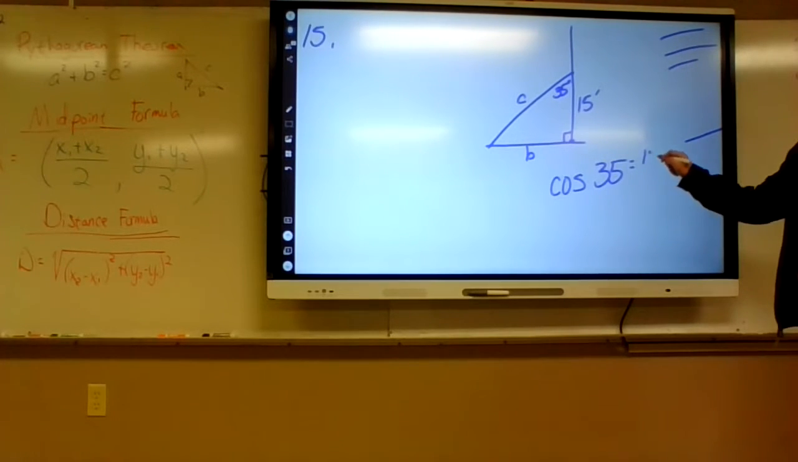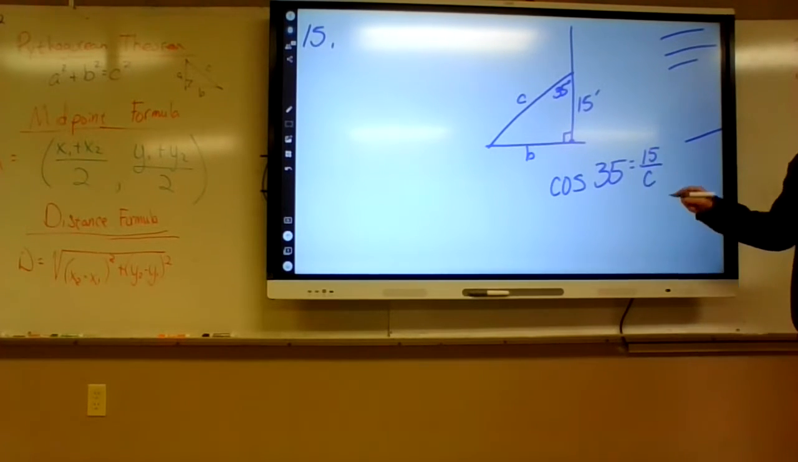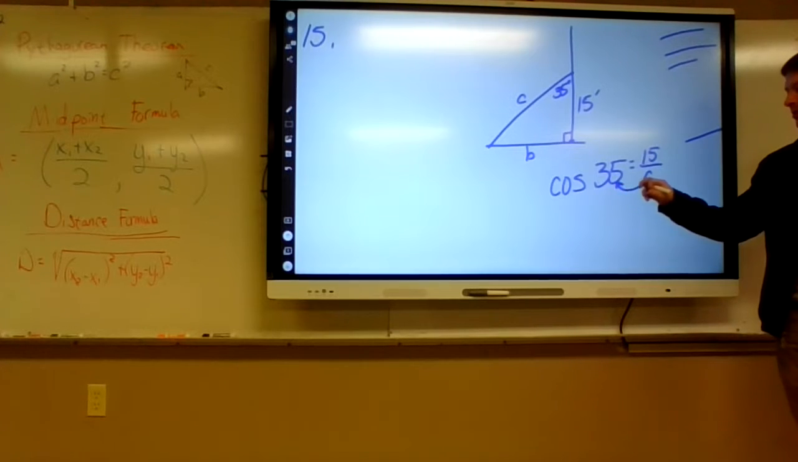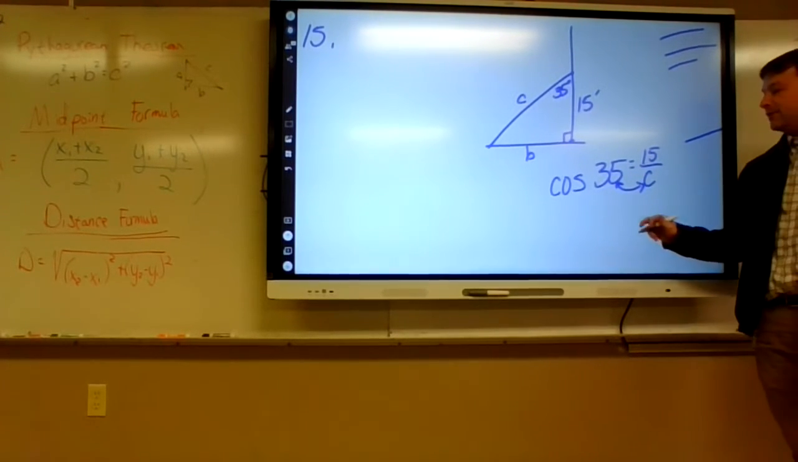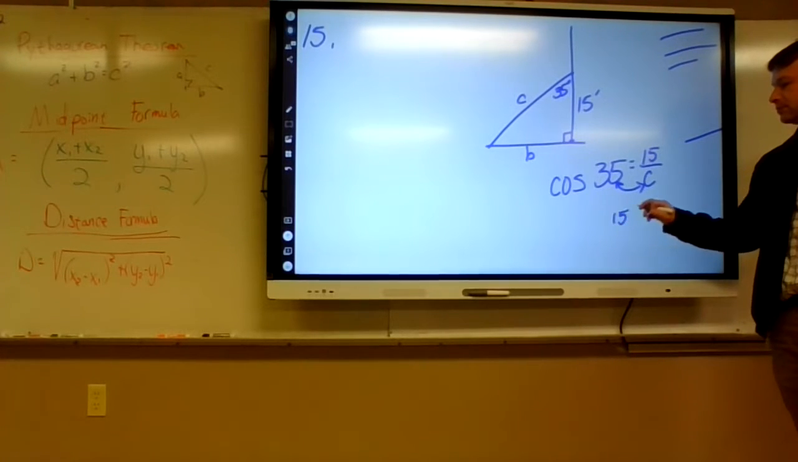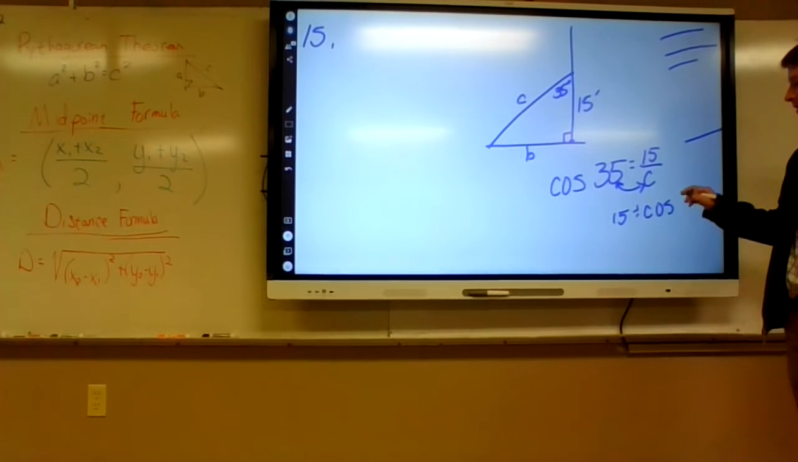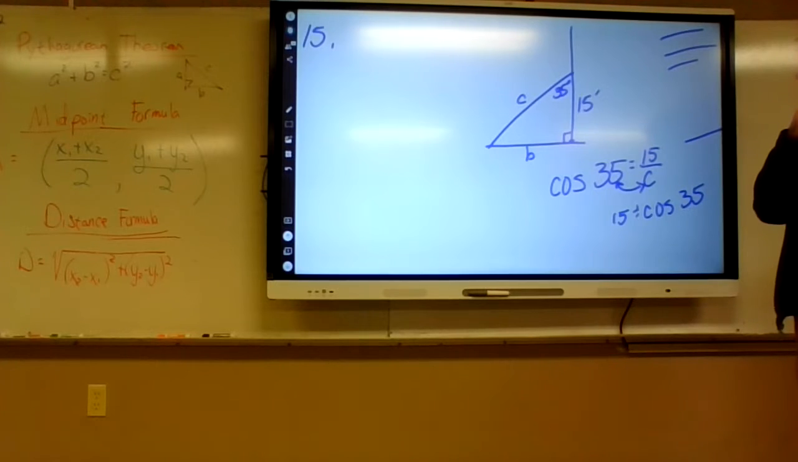Cosine of 35 equals what over what? And you guys remember how to solve this when C is on the bottom? You switch those places. So C equals 15 divided by cosine of 35. And we're rounding to the tenth place, like usual.